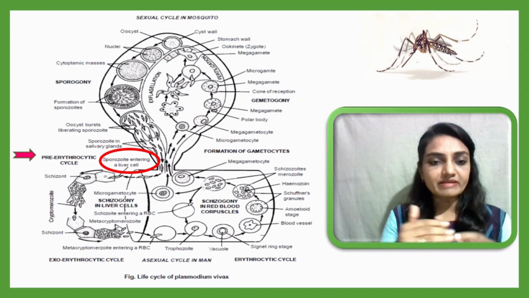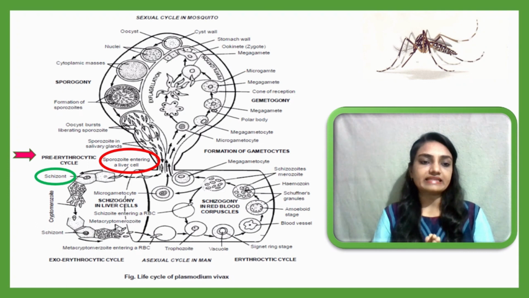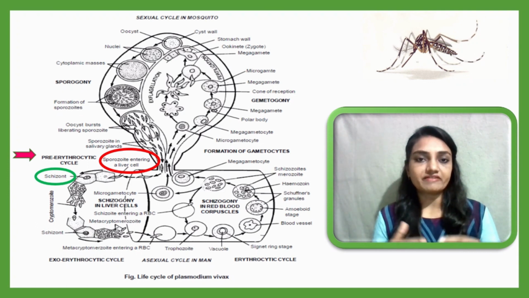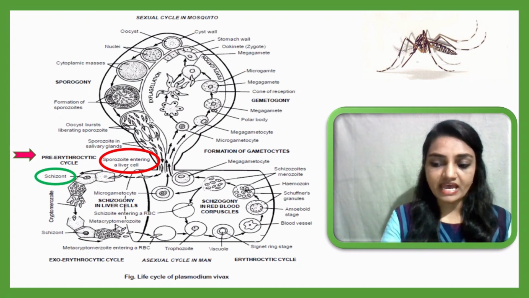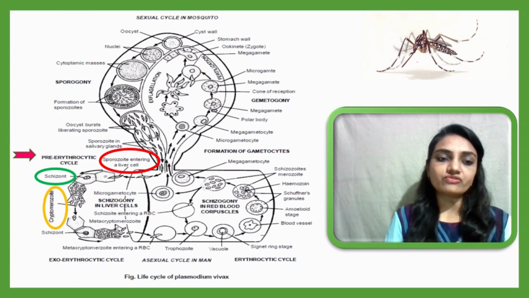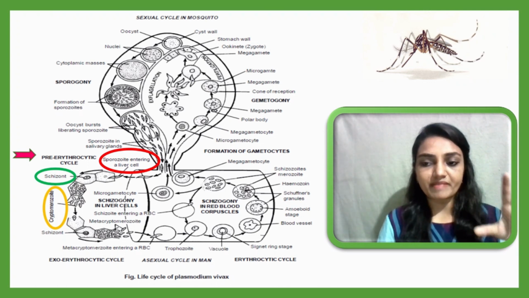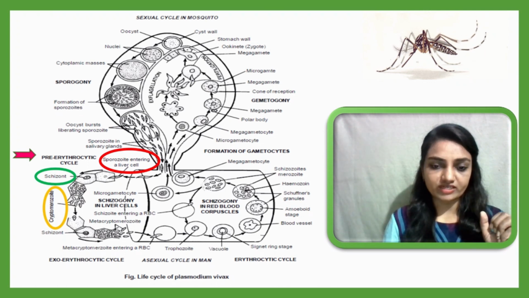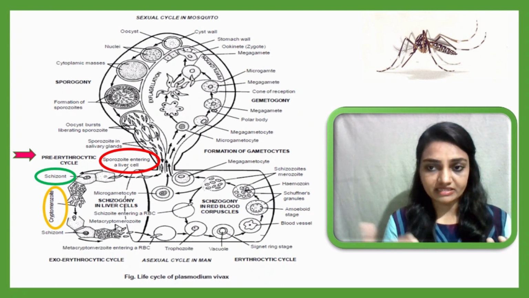So they will migrate to the liver cell, and after entry into the liver cell they will grow, get nutrition and convert into schizont, which will be round in shape. Finally they will convert into cryptomerozoites inside the liver cell, and this liver cell will burst and release the cryptomerozoites. That cryptomerozoite further enters liver cells a second time, and that is called the exoerythrocytic cycle.